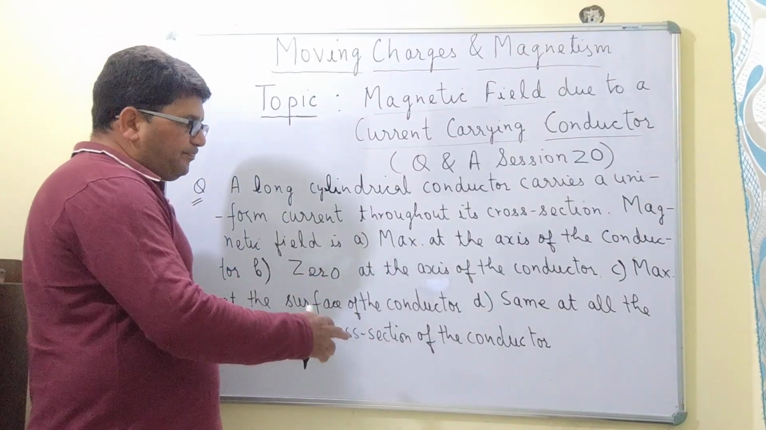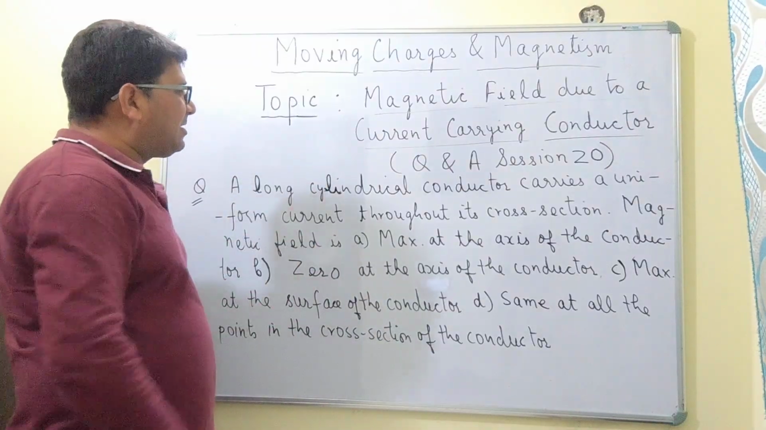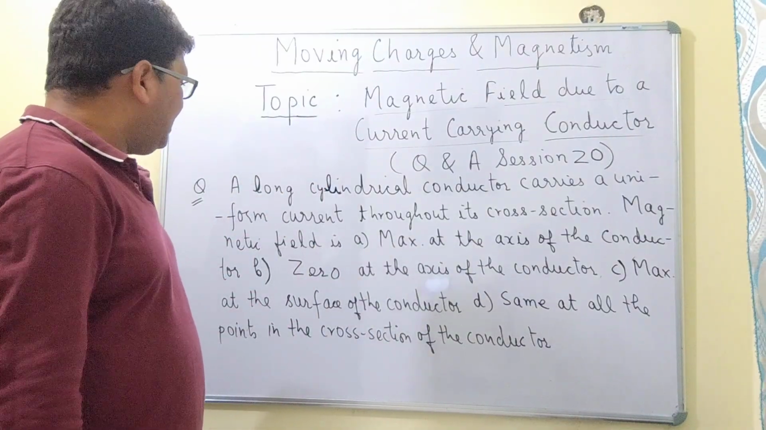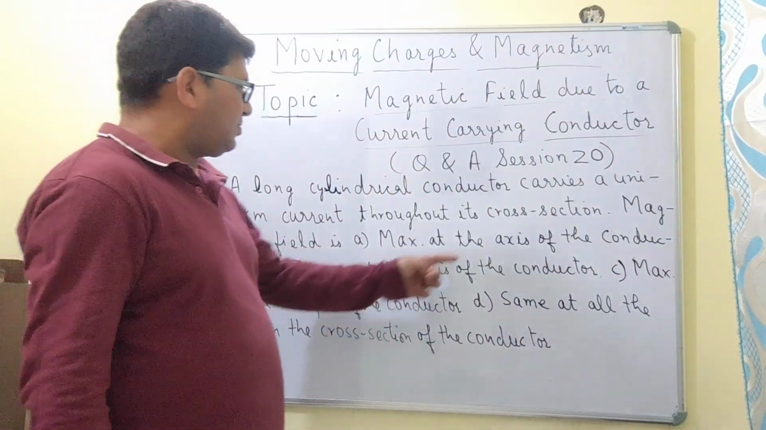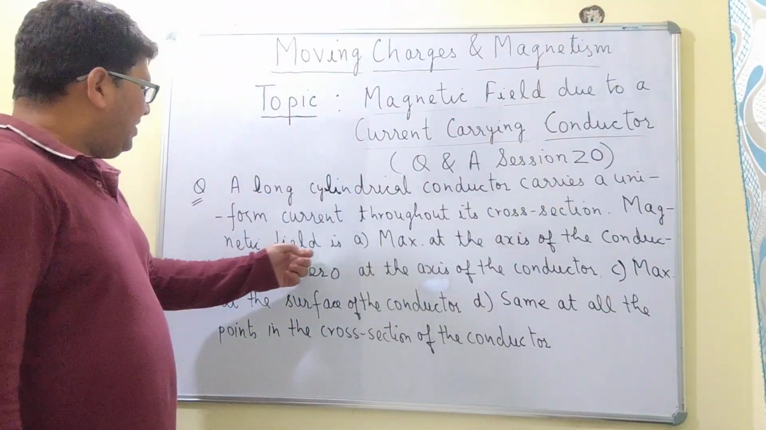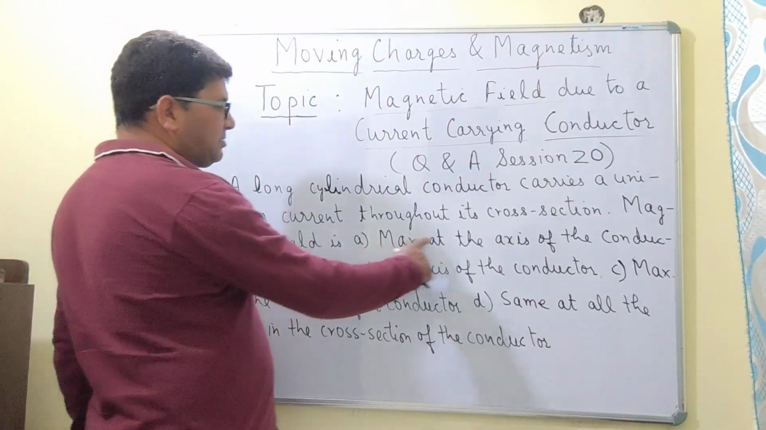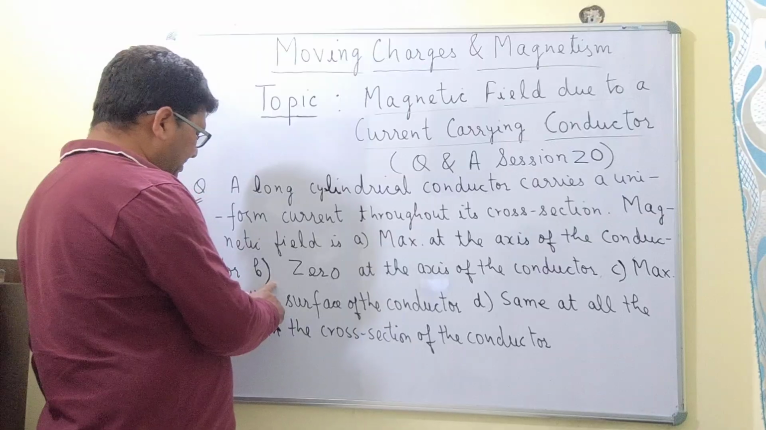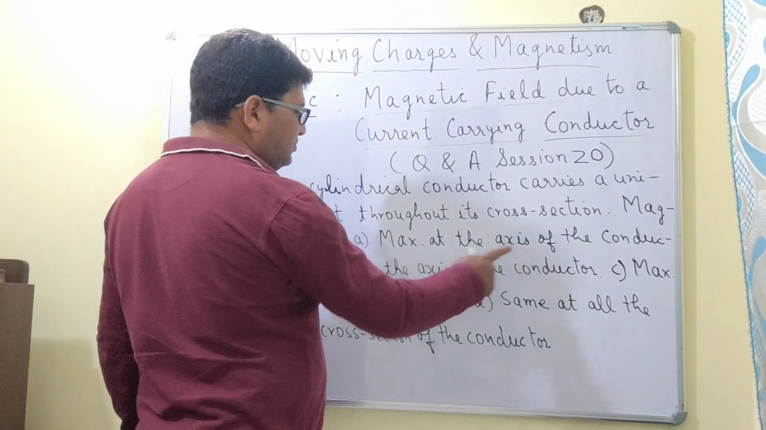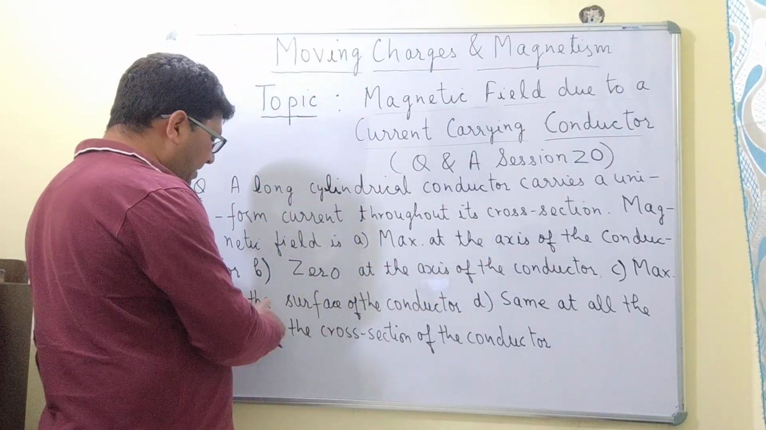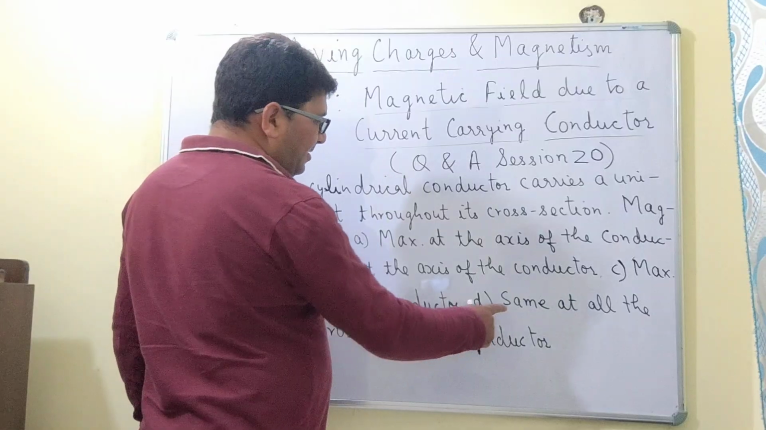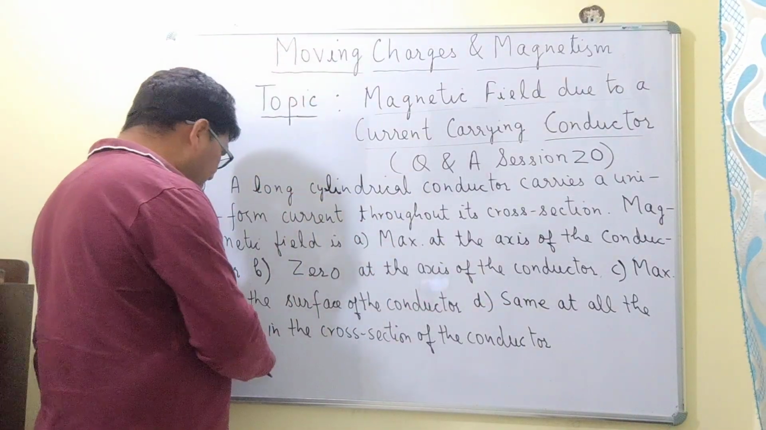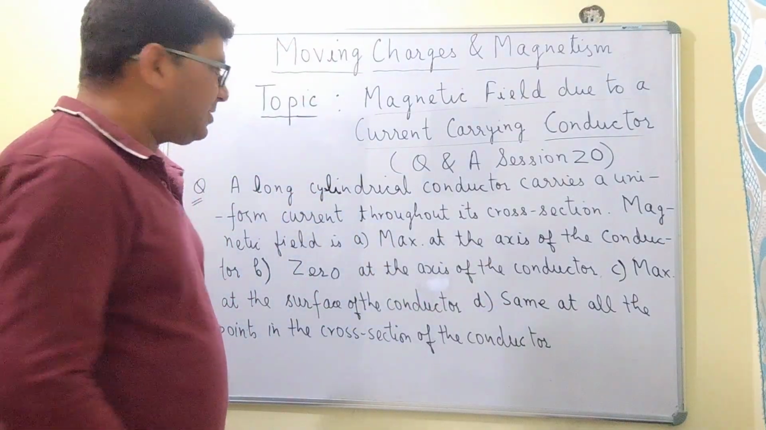So here the question is: a long cylindrical conductor carries a uniform current throughout its cross section. The magnetic field is: first option, maximum at the axis of the conductor; second option, 0 at the axis of the conductor; third option, maximum at the surface of the conductor; and the fourth option, the same at all the points in the cross section of the conductor.